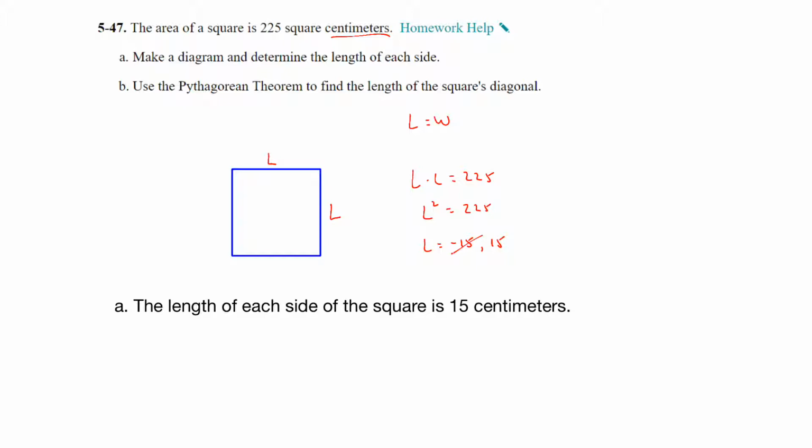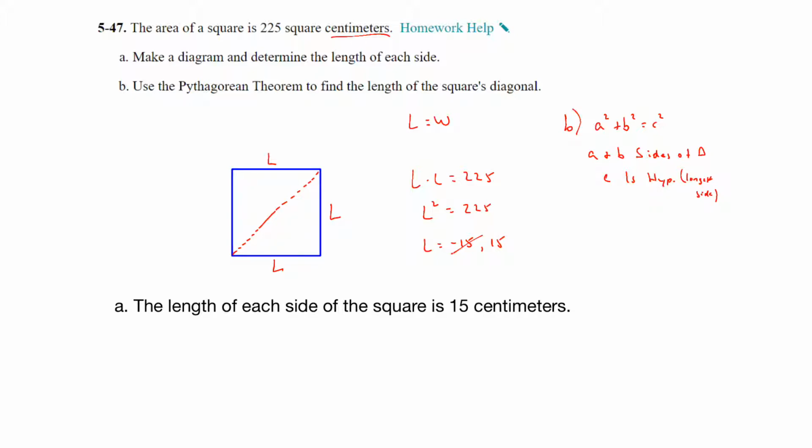Now we need to use the Pythagorean Theorem to find the length of the square's diagonal. So the square's diagonal would be that right there. Once again, we know that each side length is going to be equivalent. If you remember with the Pythagorean Theorem, a squared plus b squared is equal to c squared. Remember, a and b are the sides of the triangle, and then c is the hypotenuse, or the longest side.